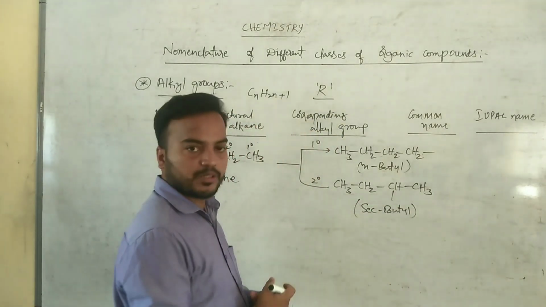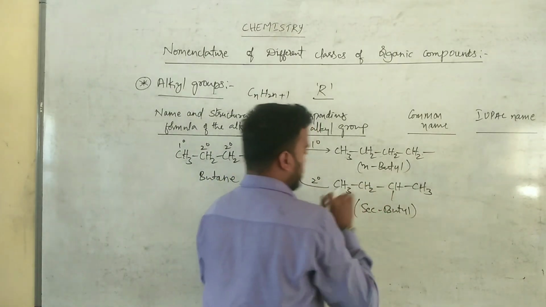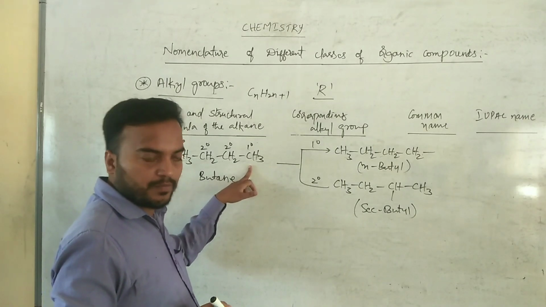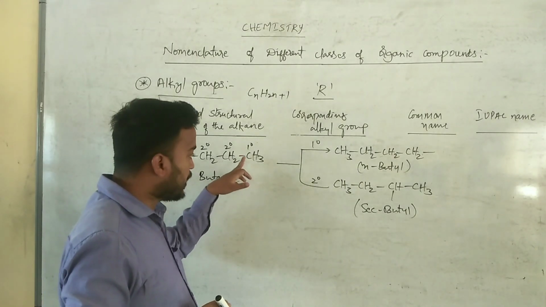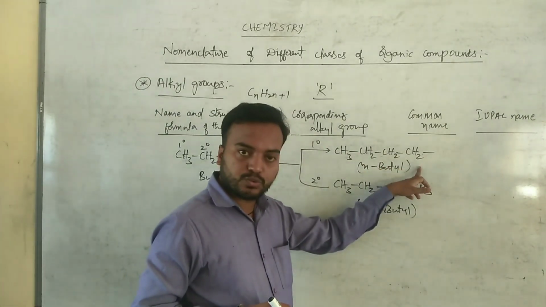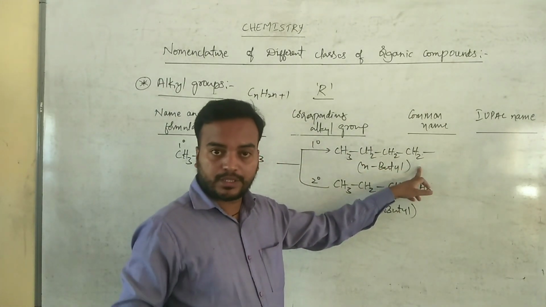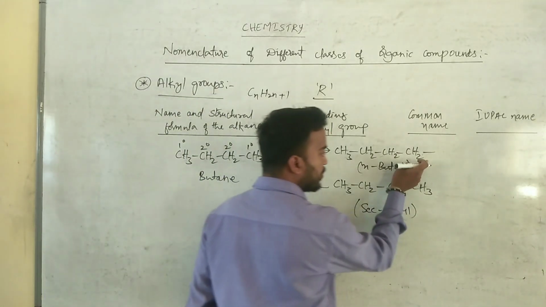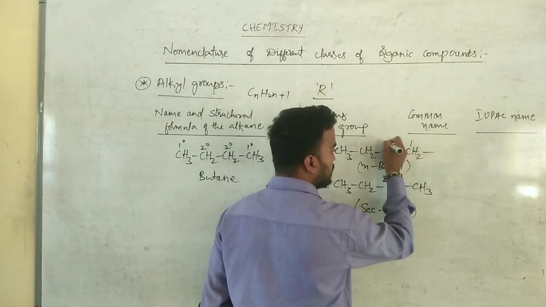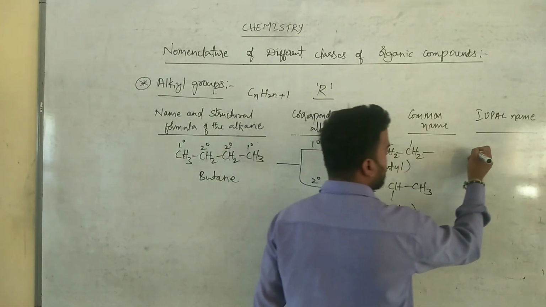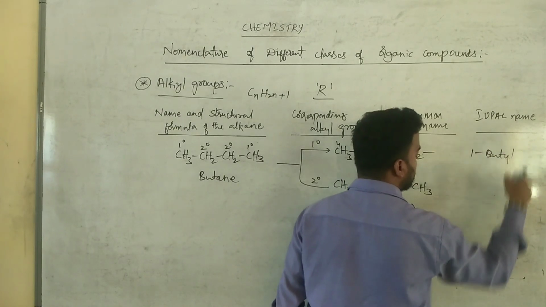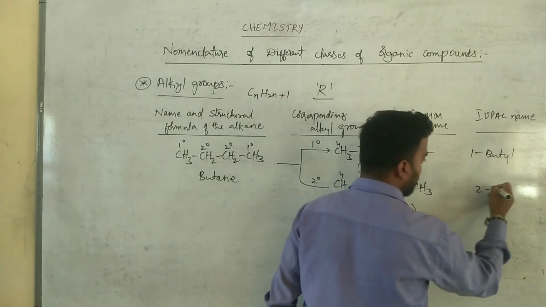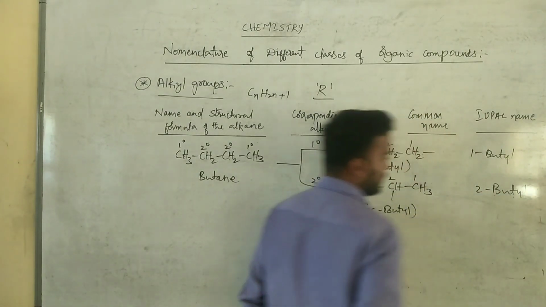Next, move on to IUPAC names. Now what did we do in the first case? In the first case we remove a primary hydrogen. When we remove a primary hydrogen, CH3 will become CH2. So when we remove one hydrogen, some other substituent group will attach at the next position. So numbering should start from this side to this side: 1, 2, 3, 4. 1 butyl. In this case also 1, 2, 3, 4. The IUPAC name is 2 butyl.